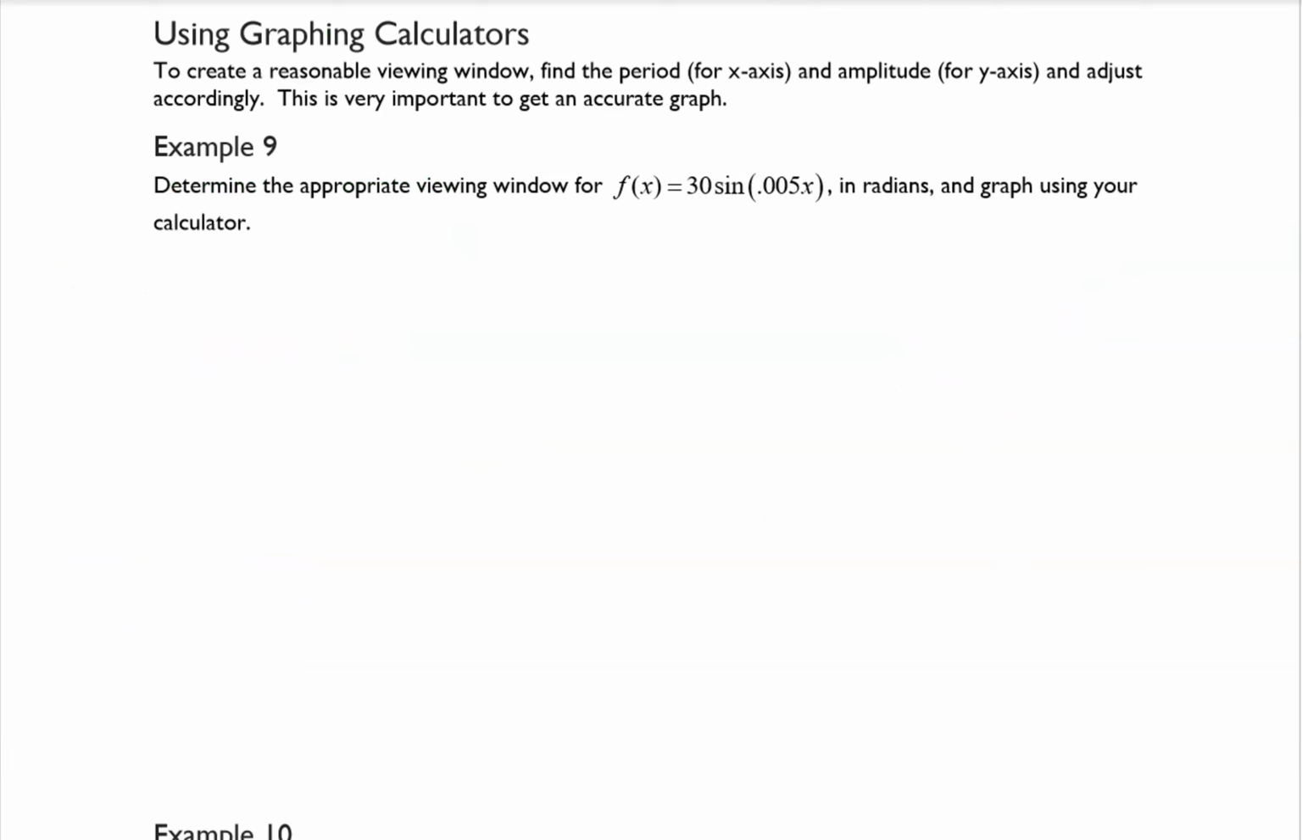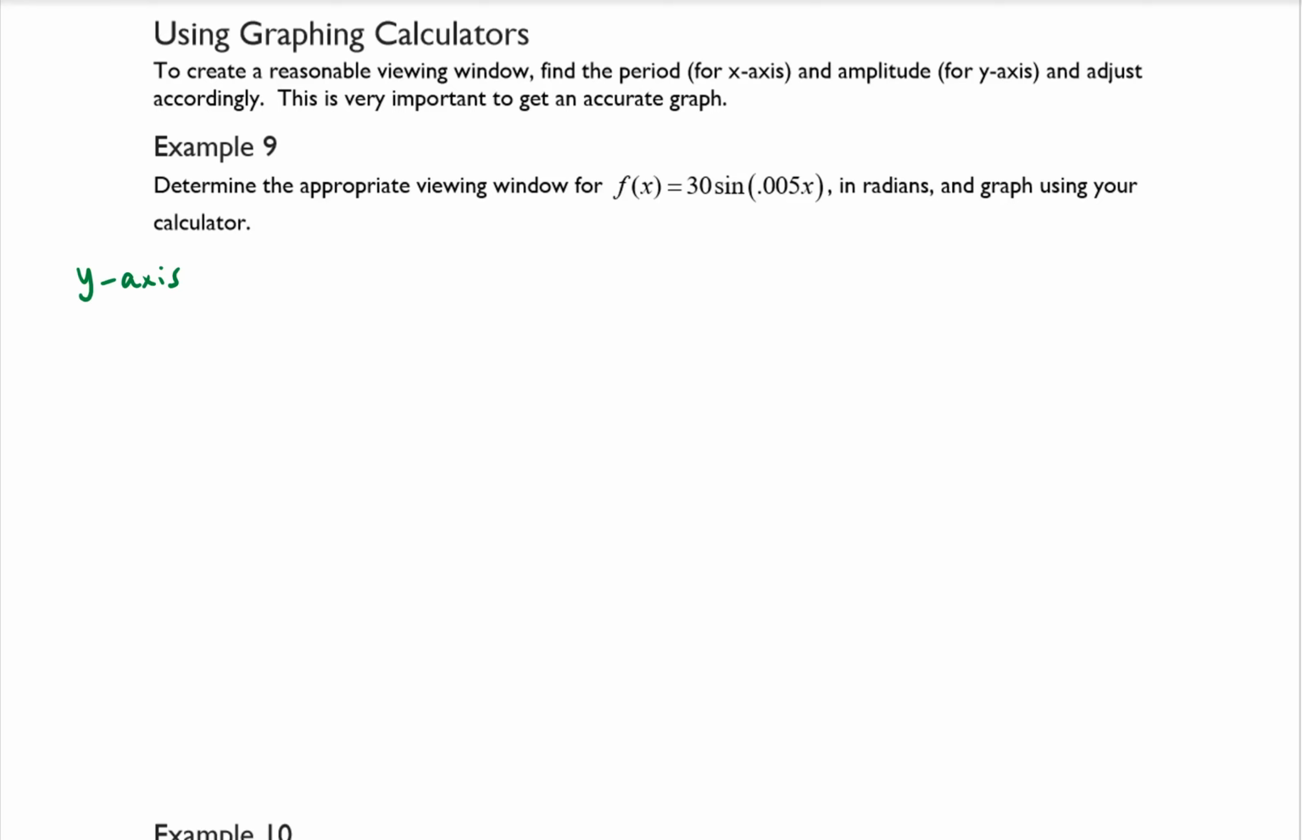Now we want to utilize our graphing calculators a little bit. Example 9 says, determine the appropriate viewing window for f of x equals 30 sine of 0.005x in radians and graph using your calculator. So in order to decide on an appropriate viewing window, we need to think about our x-axis and we need to think about our y-axis and how that is showing up on our graph. So let's start with the y-axis. I think that's going to work a little bit easier.